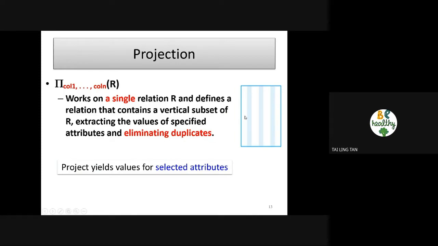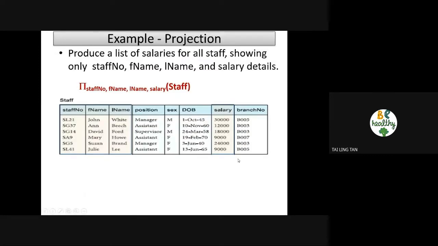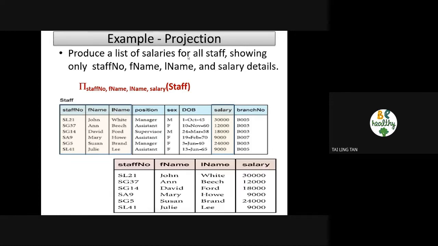So if there is a duplicate, just ignore it and show one. You can see here we only specify those fields that we want to show to the user. Projection yields values for the selected attributes, and only the selected attributes will be displayed. We only want to show staff number, first name, last name, and salary. So you can see for this part we have staff number, first name, last name, and salary. We only want to show this. This is what we call projection. After we select, you can see only specific fields are shown, but it is all records.